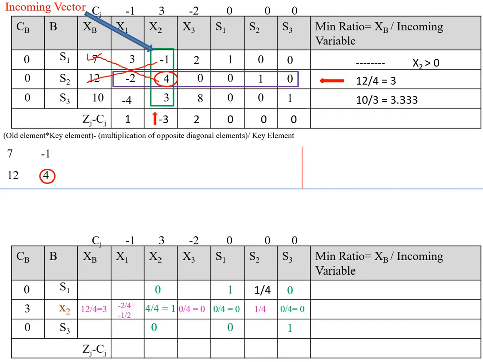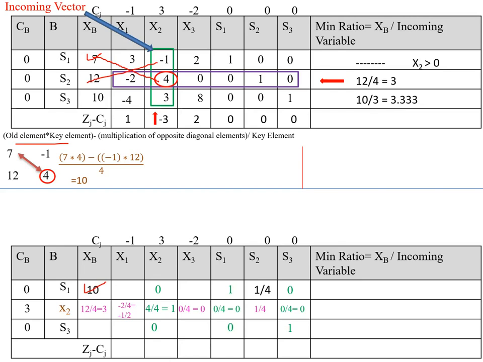Then we do this calculation, that is old element into key element minus the multiplication of opposite diagonal elements, divided by the key element. So here 7 into 4 minus of minus 1 into 12, divided by the key element, that is 4. So 28, and minus of minus becomes plus. So 28 plus 12, total 40, 40 divided by 4 becomes 10. So enter the 10 here.